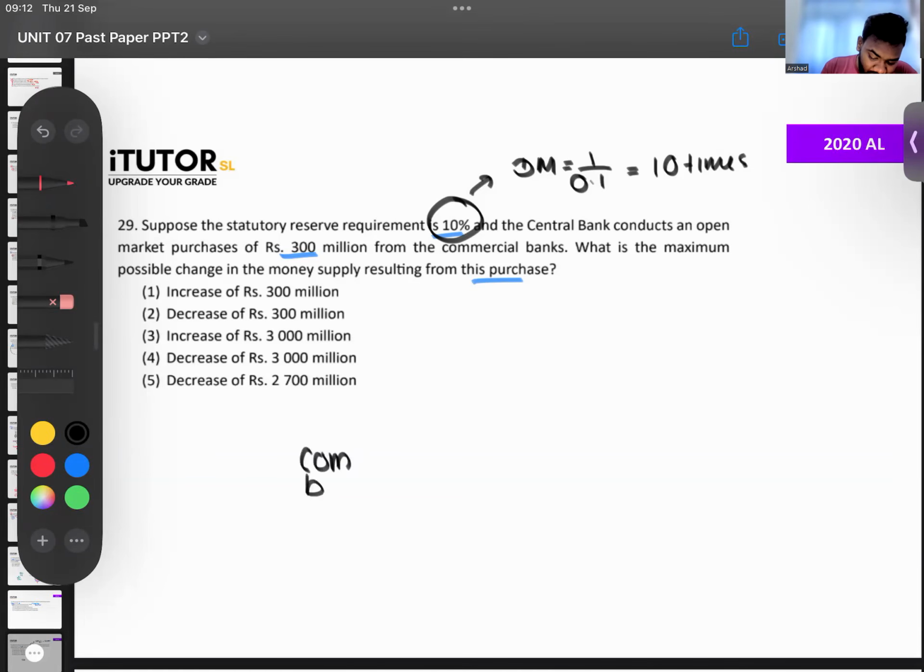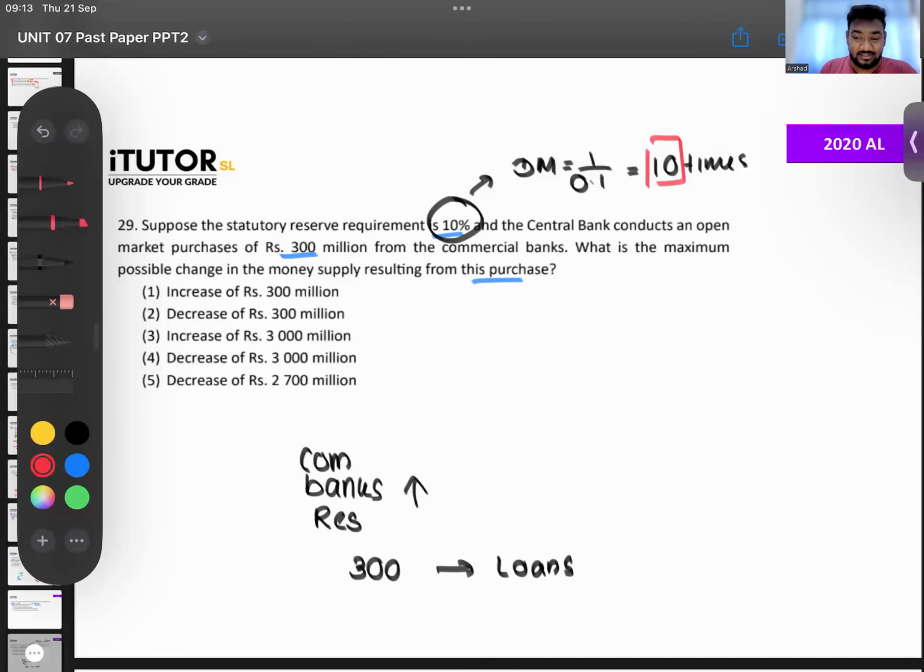Commercial banks' reserves will increase by 300. So when commercial banks' reserves increase by 300, they can give this out as loans. Then credit creation starts happening. They are asking you what is the maximum possible increase in money supply. When credit creation starts happening, the deposit multiplier is 10 times, so this gets multiplied by 10. Then money supply can go up by how much? Money supply can go up by 3,000 million. Yeah. So can you see this?